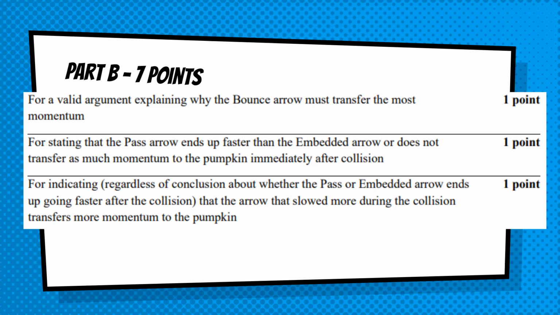They get another point. This is the 5th point for indicating, regardless of their conclusion about whether the pass or embed arrow ends up going faster after the collision. So even if they got the conclusion wrong, it doesn't matter. They get a point for indicating that the arrow that slowed more during the collision transfers more momentum to the pumpkin. So they get a point for that, regardless of whether their ranking is right.